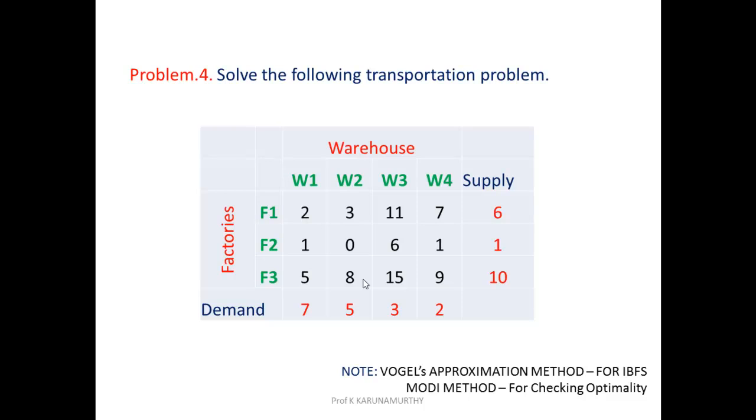Right? Before that, we have to determine what is the total demand and supply. To determine the total demand and supply, we are going to add this. See, total supply is 10 plus 1 plus 6. This is 17. And demand is here 7 plus 5 is 12. 12 plus 3 is 15. 15 plus 2 is 17. So we have a balanced demand and supply. This is the very first step that we have to do.